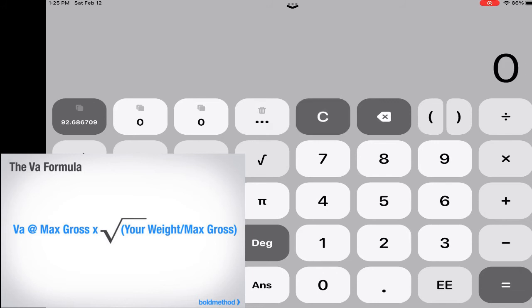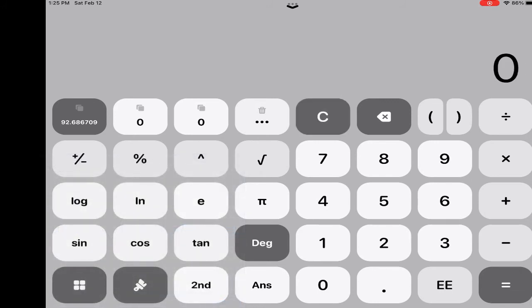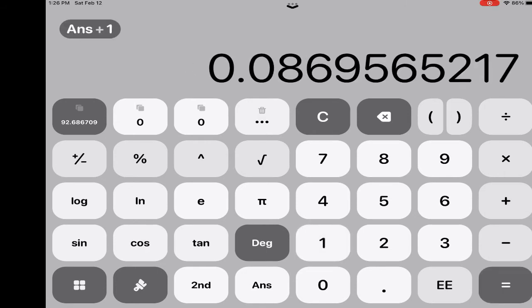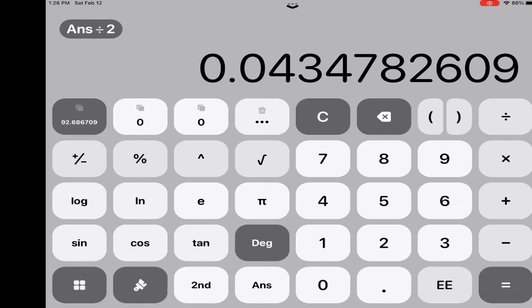Now let's do the rule of thumb. For every 10% below gross, take 5% off maneuvering speed. Okay, well, 2100 divided by max gross of 2300, 91.3 and change percent. So we are about 8.6% below gross. So I need to take half of that. So I'm going to divide that by 2. So about 4.3 I need to take off of maneuvering speed.